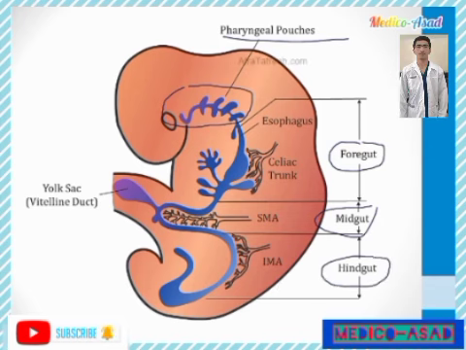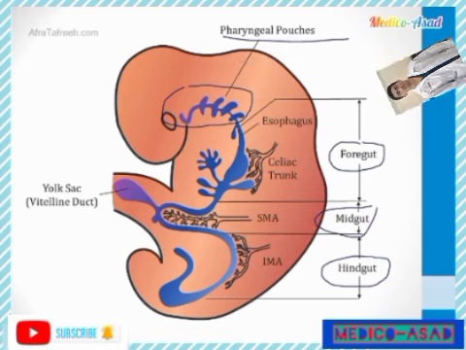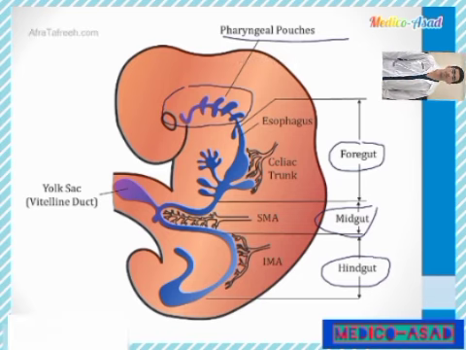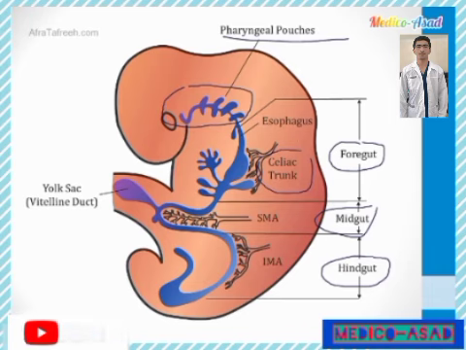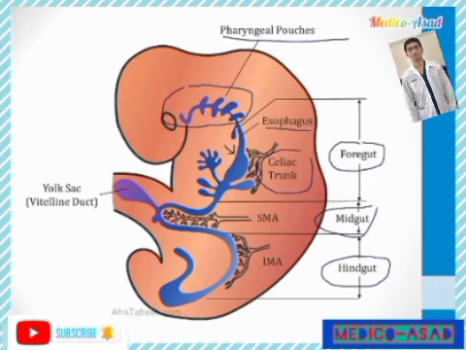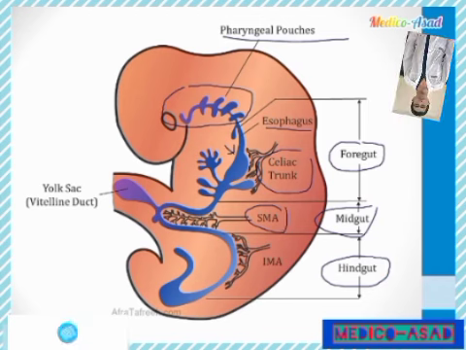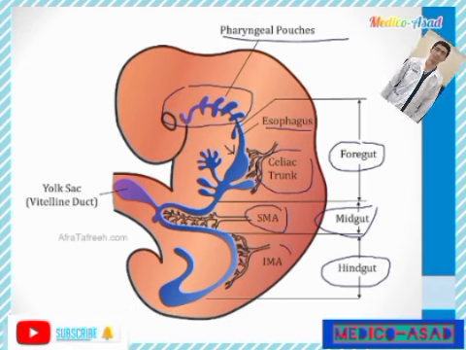And what's important to know about these three sections in the developing embryo is that each one will eventually be supplied by a different branch of the abdominal aorta. All the structures that derive from the foregut will be supplied by the celiac trunk. That includes the esophagus and the stomach, which is budding out here, and other structures. The midgut will all be supplied by the SMA, and the hindgut will all be supplied by the inferior mesenteric artery.